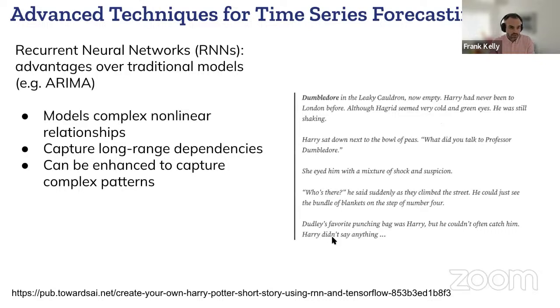So the advantage of an RNN is it can model complex non-linear relationships. So it's good for where basic methods might struggle. And it addresses some limitations. It can handle long-range dependencies. And it can also be combined with other techniques to further enhance the performance. And it's been used in many domains, particularly natural language processing and speech recognition, and even generating Harry Potter text. So this is text generated by an RNN, but it looks quite realistic, mostly.